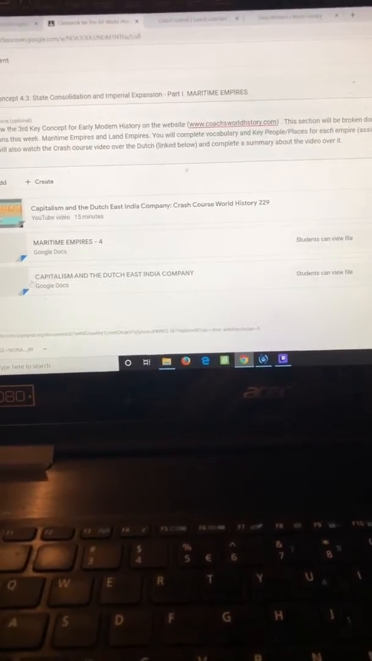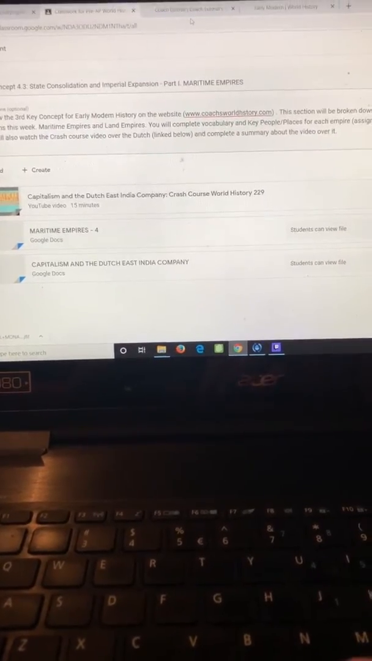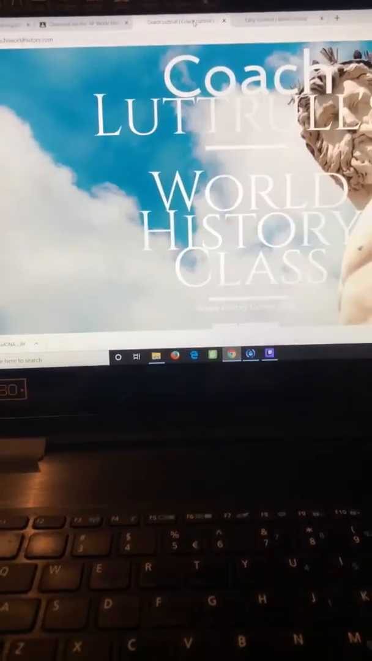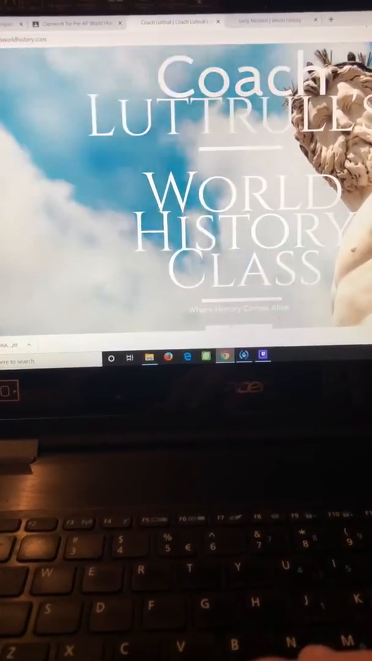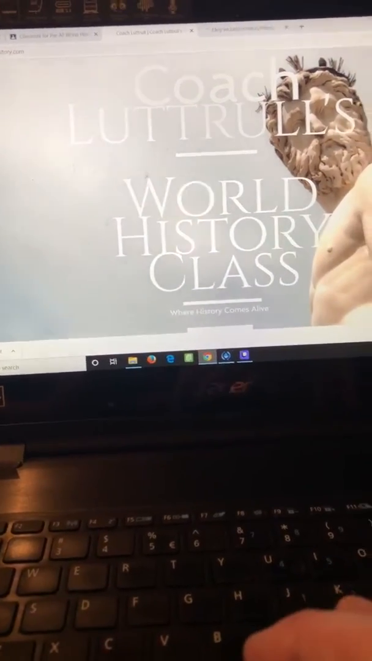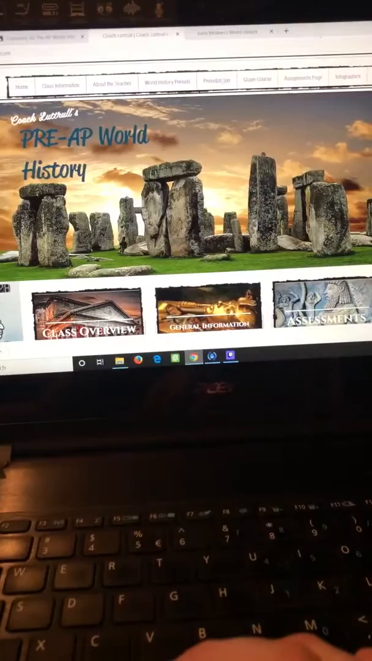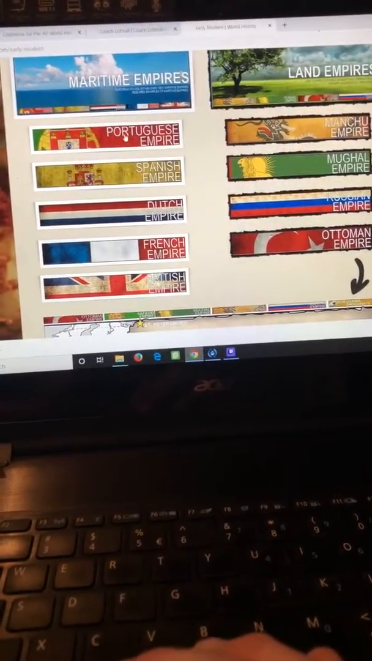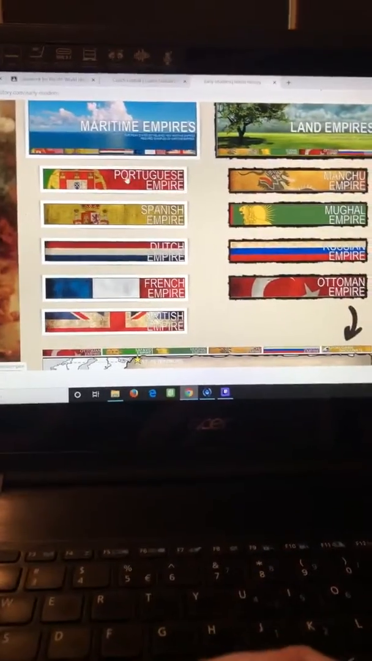And then you're going to click this Google Doc and you're going to do a summary like you did last time. Okay. So, back to the website. Now, when you're doing these vocabularies and key people, there are some links provided right here that you can click on. So you can actually click on this, let's say the Portuguese, we'll start with that.